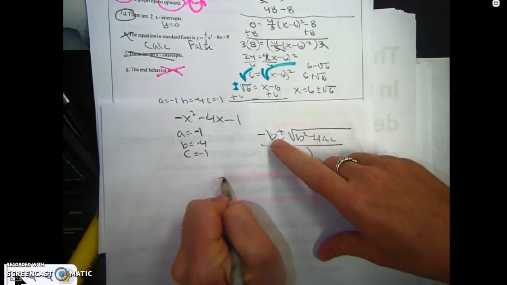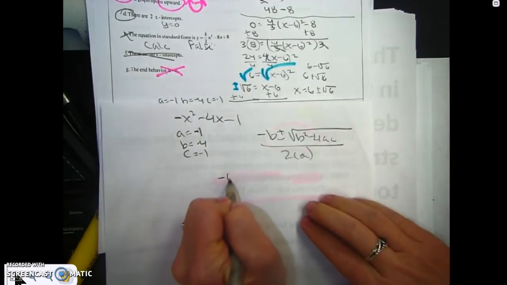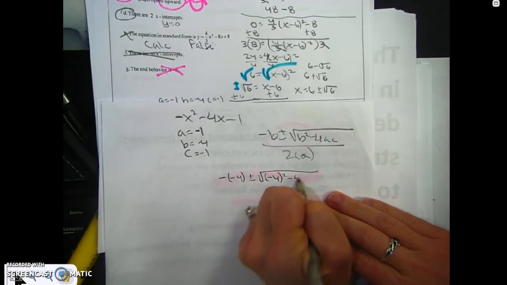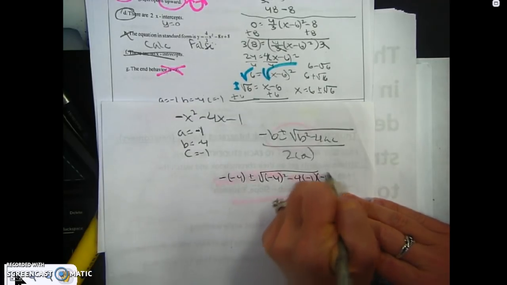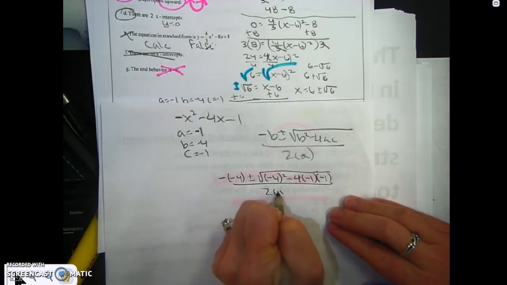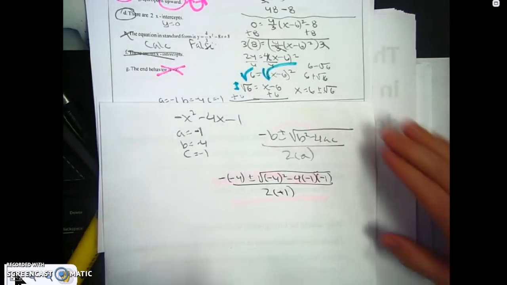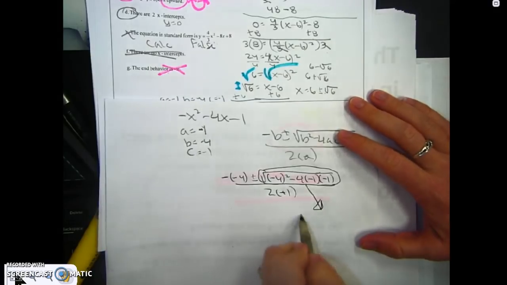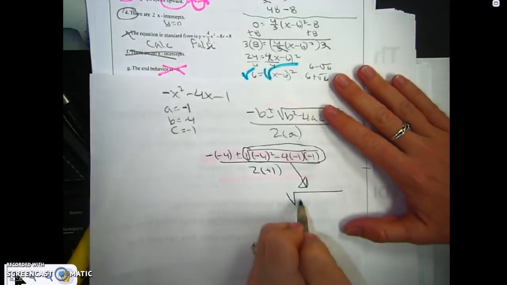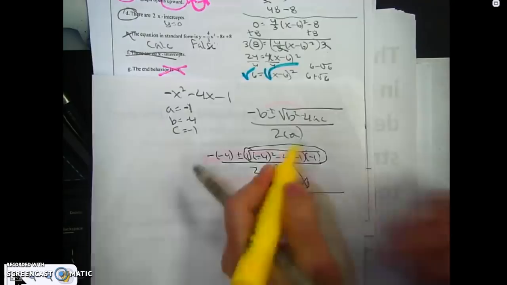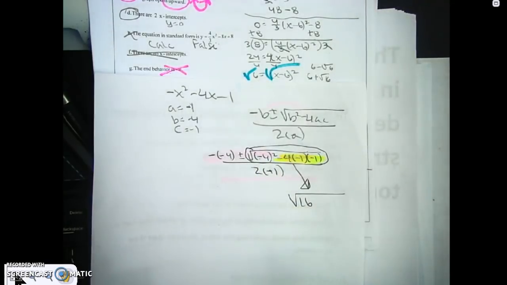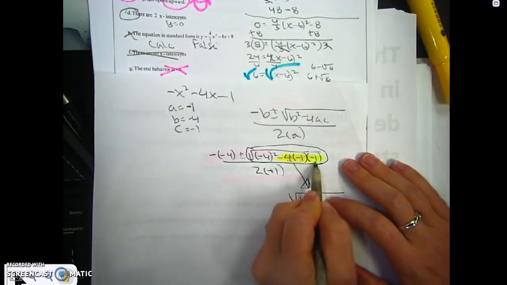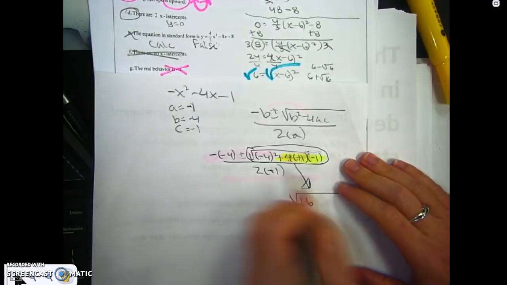So I start with negative b plus or minus the square root of b squared minus 4 times a times c, all divided by 2 times a. Now, remember I said I think this is the most difficult, so take care of that first. So negative 4 squared is 16. And then multiply all of this. And when you multiply all of it, don't look at the negatives, just look at the numbers. 4 times 1 is 4, times 1 is 4. And a negative and a negative make a positive, and you're left with that.